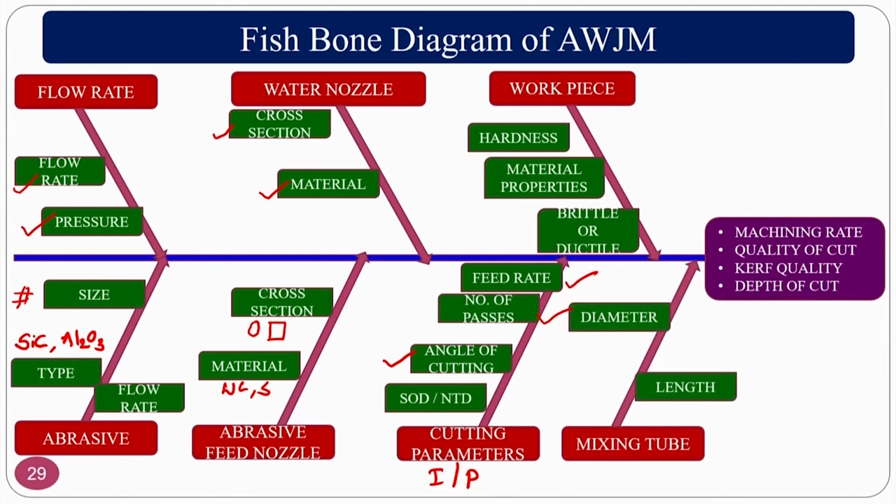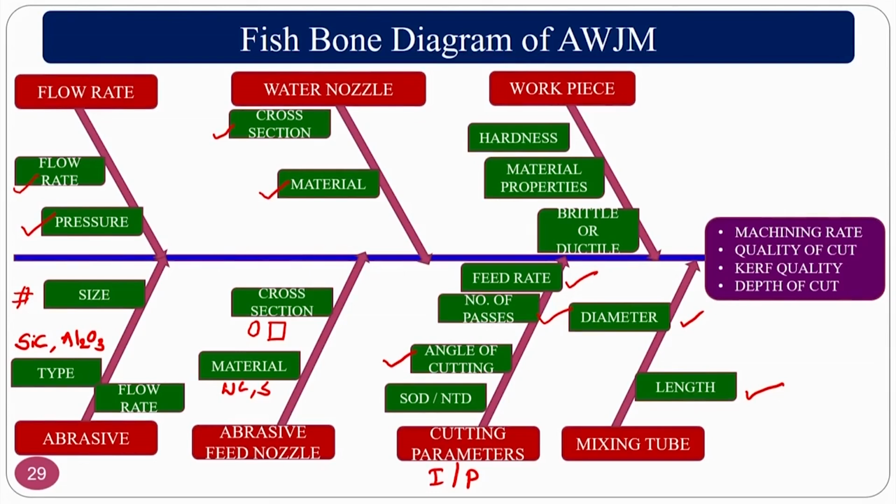So, mixing tube: normally the mixing tube length plays a major role, as well as the diameter. If the length is too long, what will happen is the velocity of the jet will die. If the diameter is very high, then the mixing also will take its own time. So, these are all the parameters that will affect the output responses.